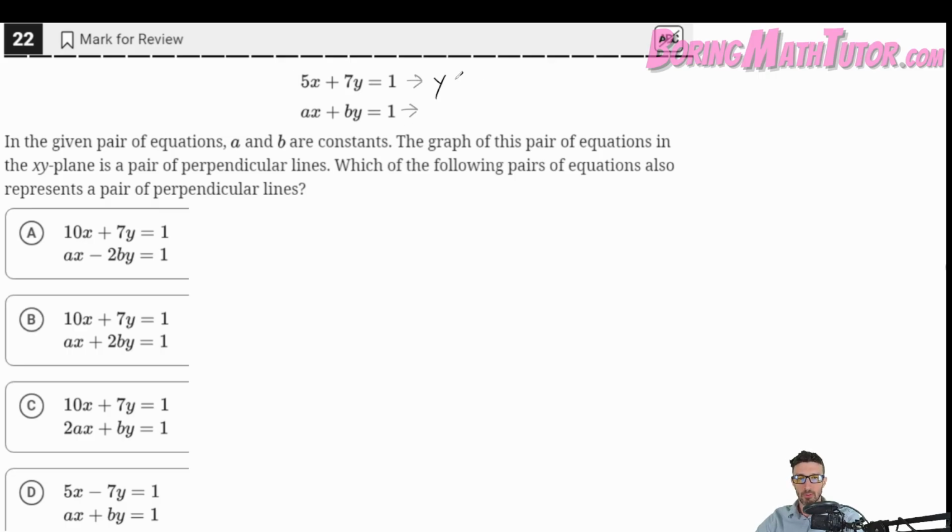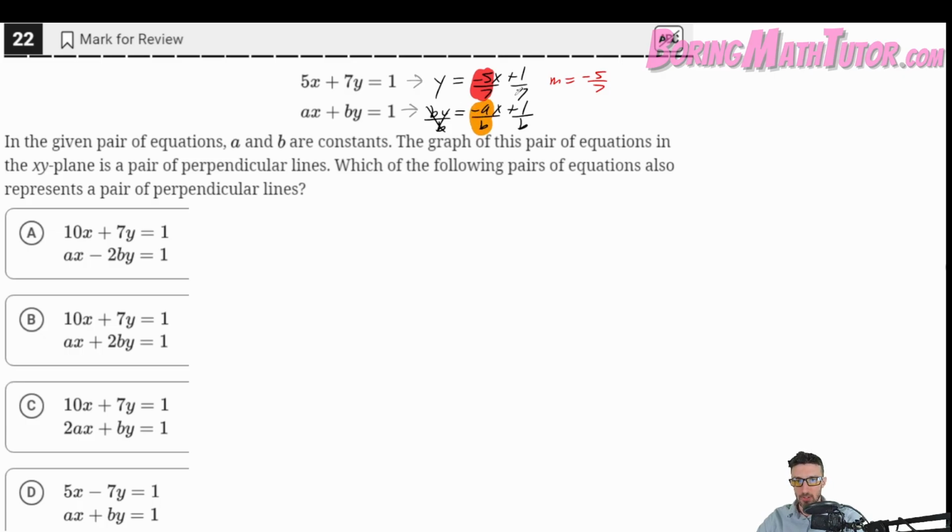So if I solve this one for y, it would be negative 5x plus 1, divided by 7. Then that would allow me to get the slope here. So the slope here is negative 5 over 7. Now, if I solve the other one for y, that's a little trickier. You would do by equals negative ax plus 1, and then you divide by b, so that way you can get the slope here.